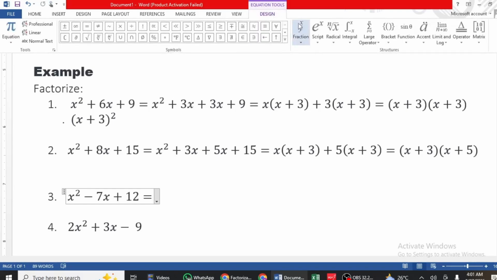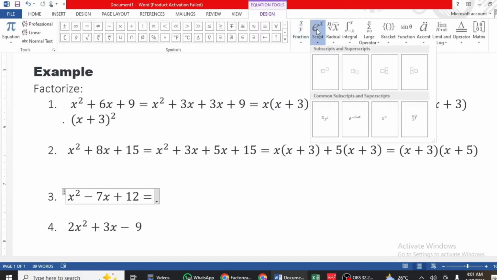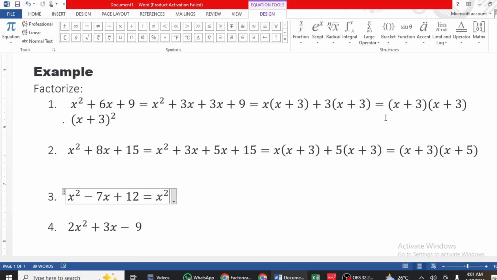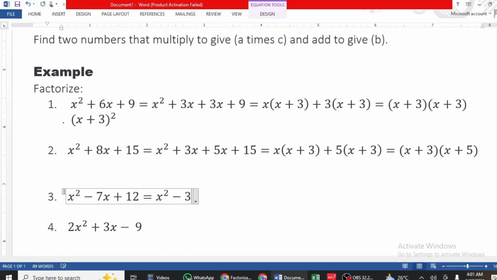Then you will now use -3 and -4 to replace the one in the middle, and you will rewrite it as x squared minus 3x minus 4x. You have used -3 and -4 to replace the one in the middle, then plus 12. Then you pair them, you take the first two and the last two. What is common to the first two is x. Then you are going to have x minus 3. Immediately after the first two, the sign is minus.